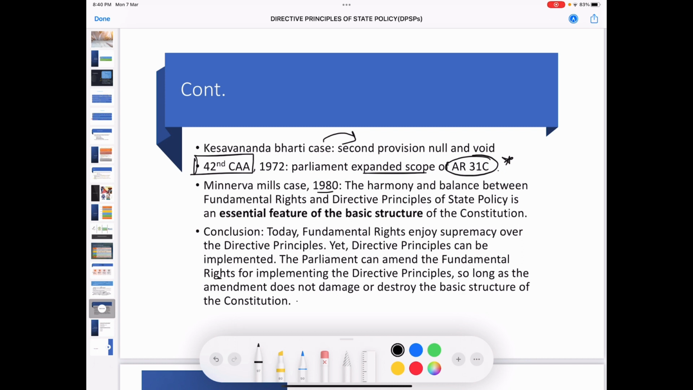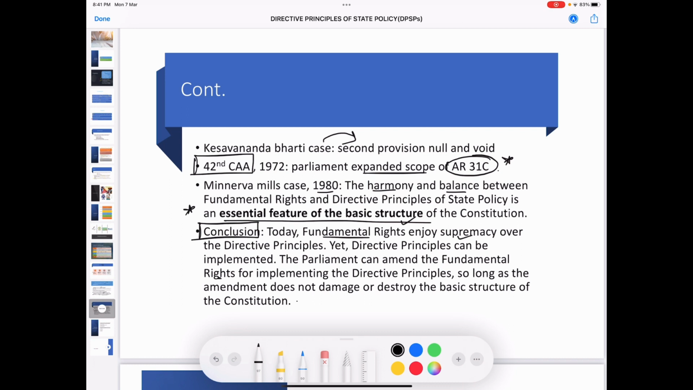ये verdict आया that harmony and balance between FRs, fundamental rights, and DPSP is an essential feature of the basic structure of the constitution. So जब भी basic structure की बात आती है और उसमें कोई अगर बदलाव करने की बात आती है या कोई amendment या कोई नया law अगर बेसिक स्ट्रक्चर को हिलाने की बात कर रहा हो तो उस particular law को null and void माना जाता है. You cannot change the basic structure, and you cannot amend the basic structure of the constitution. Remember this. तो current status क्या है today?